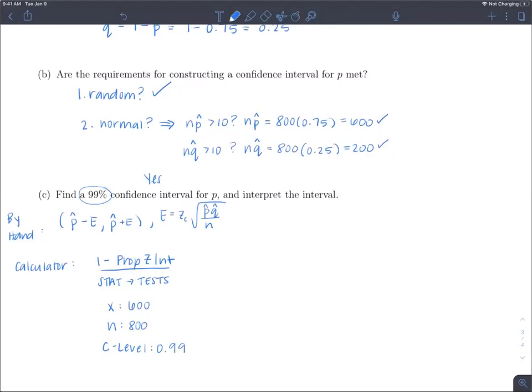And so when you do this, let's put in 600, 800, 0.99, calculate. You're going to get 0.71057 to 0.78943.